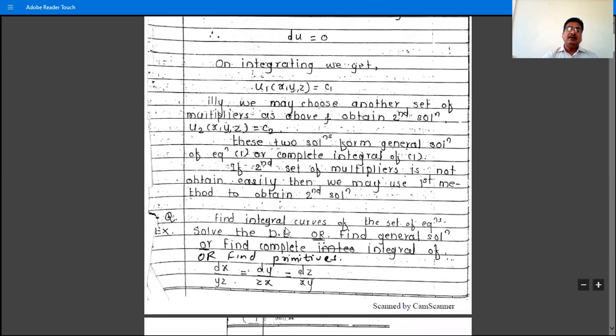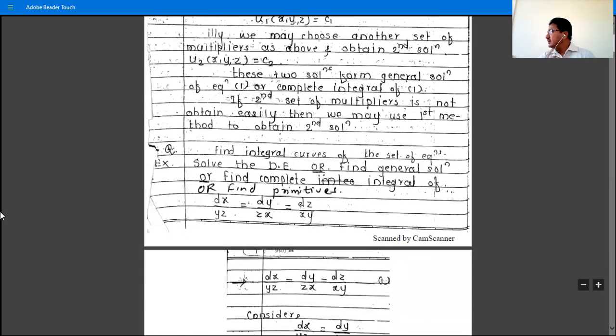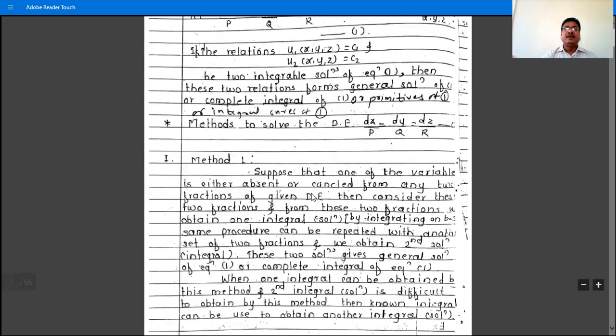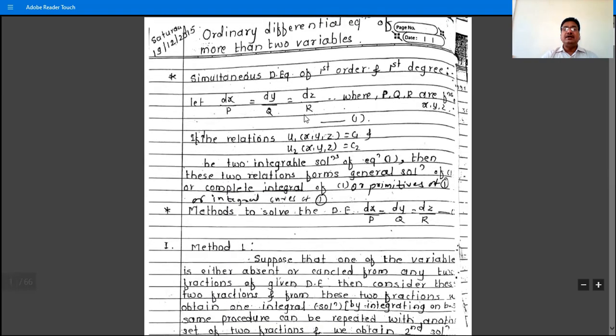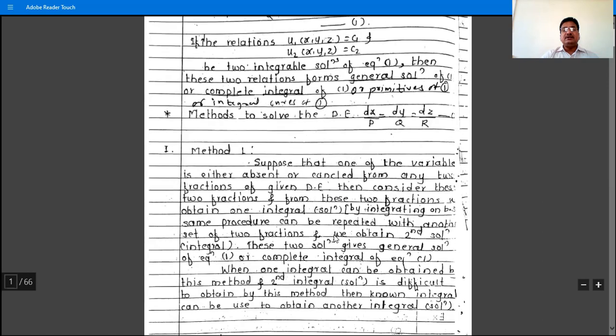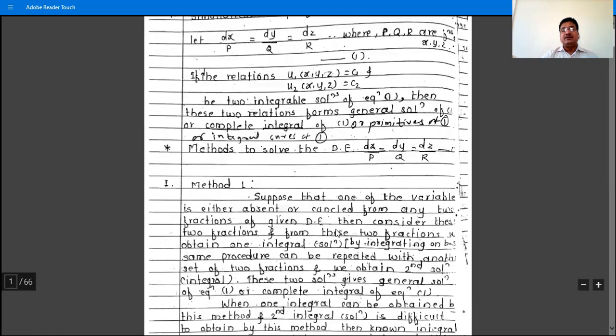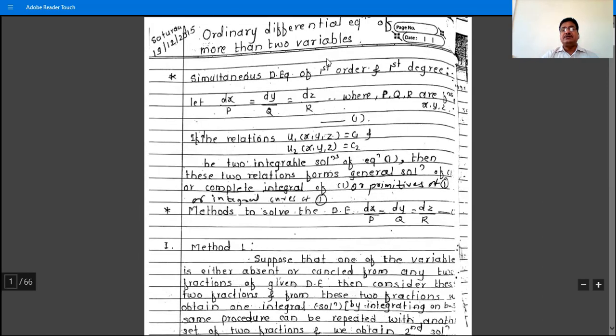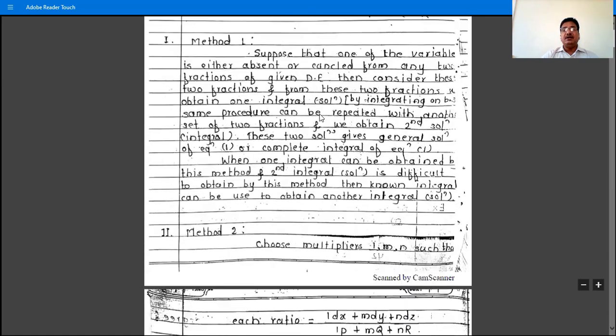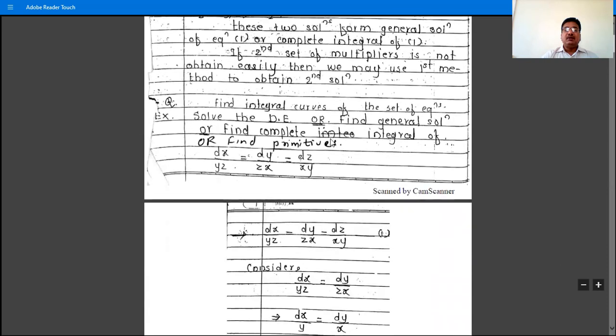Okay, so combinedly or independently we can solve the given simultaneous differential equation dx by p, dy by q, dz by r. So these are the two basic methods to solve simultaneous differential equations of first order and first degree of this form, dx by p, dy by q, dz by r. So we'll see examples of such a type of differential equation.